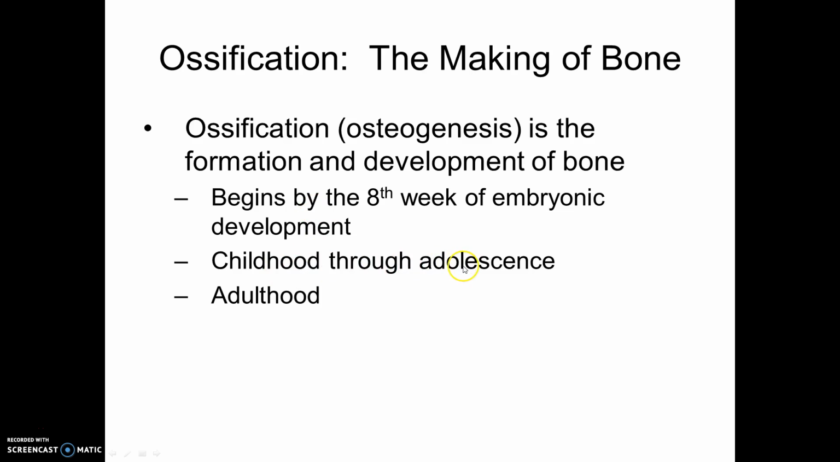Then childhood through adolescence, now we're looking at the growth of bone. So bone elongation, and growth in the diameter of the bone. And then the third stage would be into adulthood, where the bone has fully elongated. The epiphyseal plates have finished creating a longer bone and have filled up with bone tissue and is now an epiphyseal line. So what's happening in adulthood here is bone remodeling.